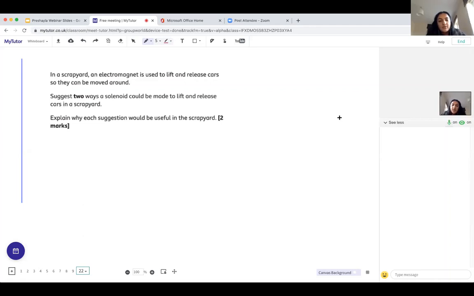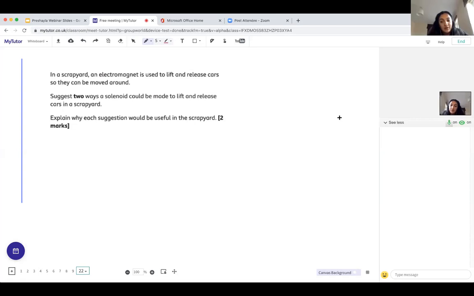Okay, so something that we could do with the solenoid is add an iron core to the center of the solenoid to increase the effect of the field. So we have a solenoid, but it's not too strong. By putting an iron core in the center, we increase that magnetic field, and therefore we can turn it into an electromagnet and pick up the cars easily. So increasing the effect of the field.